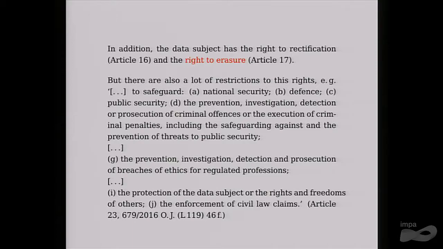Okay. So in addition, the data subject has the right to rectification and the right to erasure. So if you want somebody to get rid of your data, they have to erase it. And if they don't, and you still get newsletters, then you can file a lawsuit. Okay?